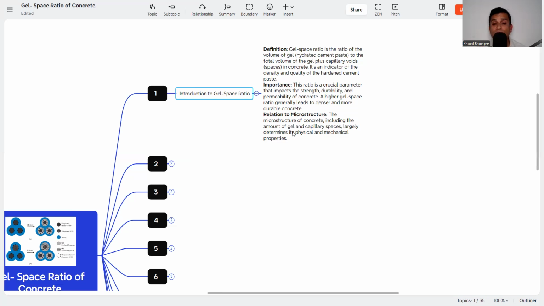Relation to microstructure: the microstructure of the concrete, including the amount of gel and capillary spaces, largely determines its physical and mechanical properties. That is why this gel space ratio is very important, because it has a direct impact on concrete strength, durability, homogeneity, porosity, each and everything. That is why it is very important to know the gel space ratio.